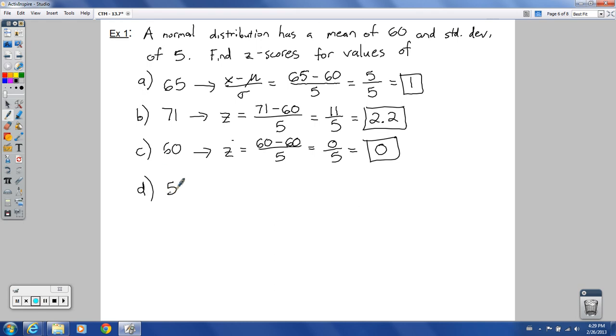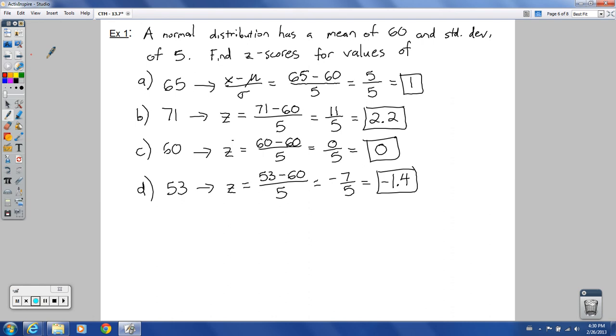And then 53, this would be below the mean. So when you have something below the mean, you should expect to have a negative value. And that's exactly what we're going to get here. 53 minus 60 over 5, that's negative 7 over 5. That's negative 1 2/5, or as a decimal, negative 1.4.